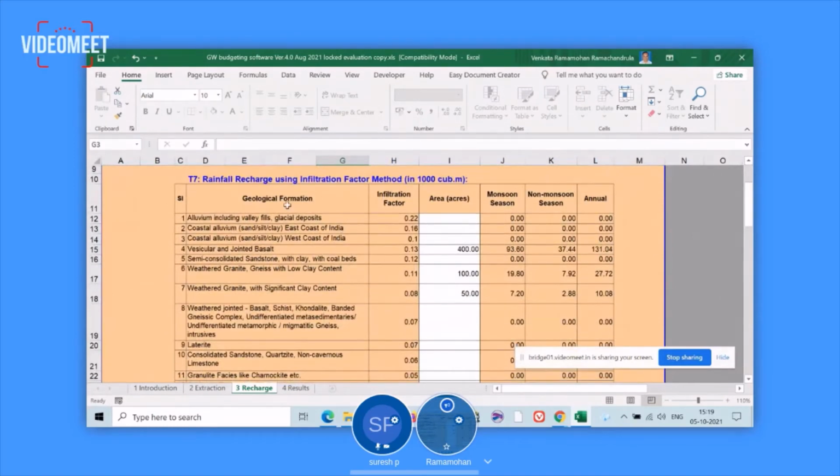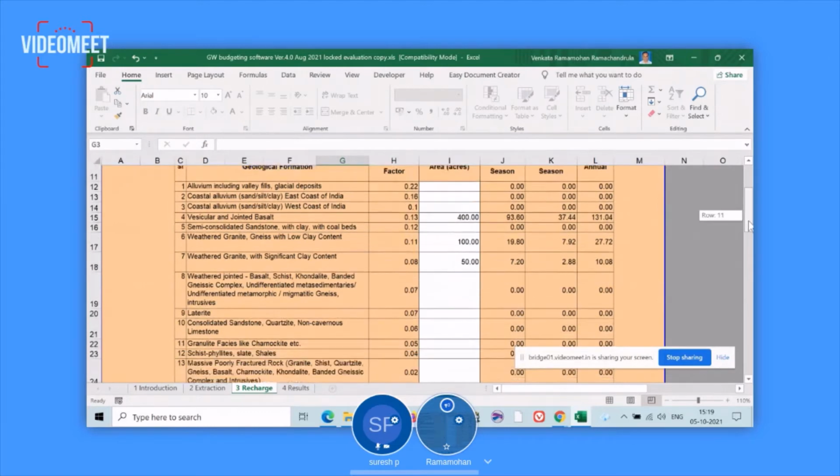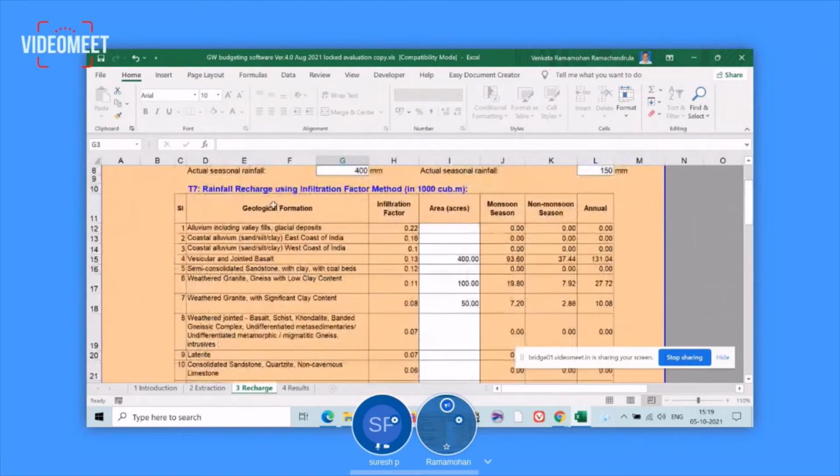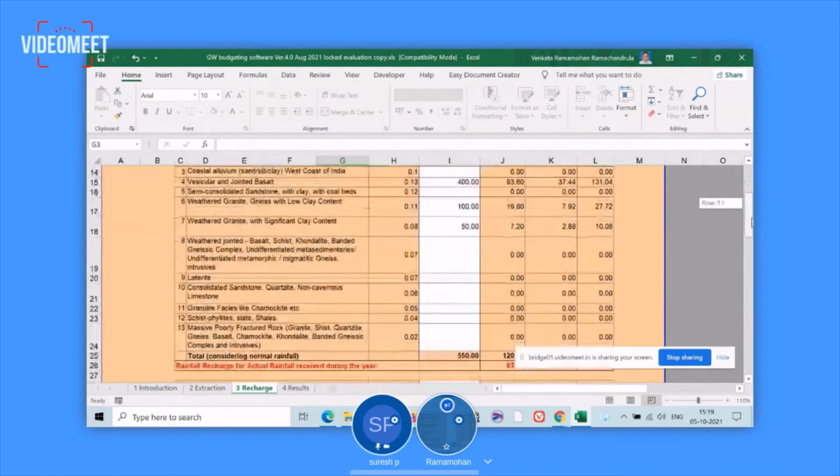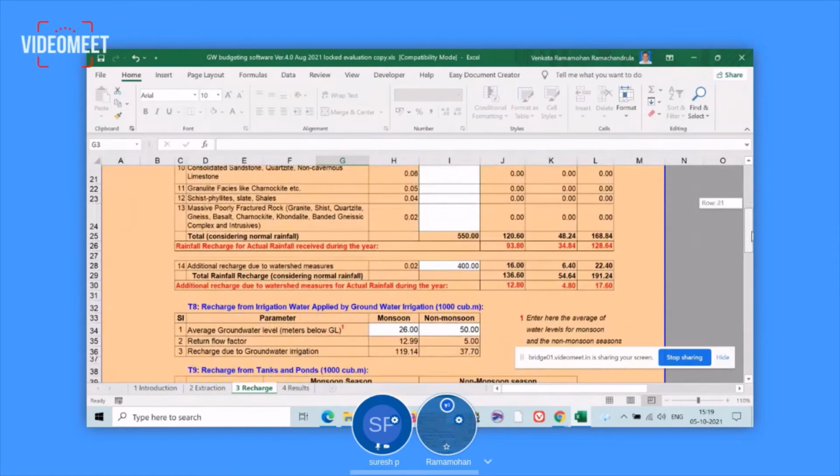The first table is the rainfall recharge using the infiltration factor method. This is the direct recharge from rainfall that we talked about, the first recharge component. Here you have to choose a geological formation, and that means you choose an infiltration factor for it. Once you enter the area here, you get the calculations.